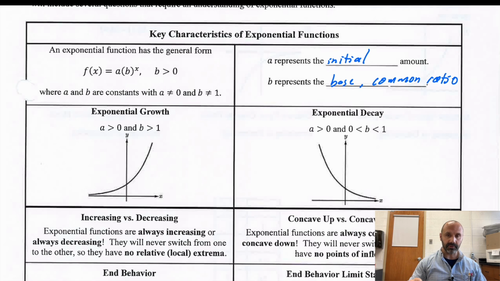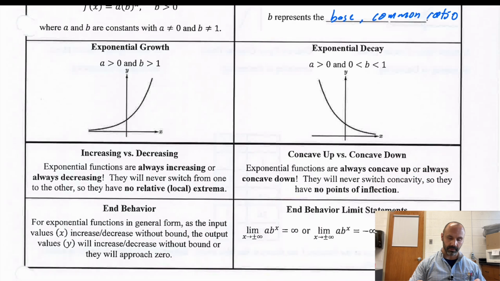Okay, and so exponential functions can do two things. They can either grow or they can decay, depending on what the base is, what the common ratio is. If the common ratio is more than 1, then you're multiplying by something more than 1 every time, and so it's just going to keep growing. If you're multiplying by something less than 1, then every time you multiply, it's getting smaller and smaller and smaller and getting closer to 0.